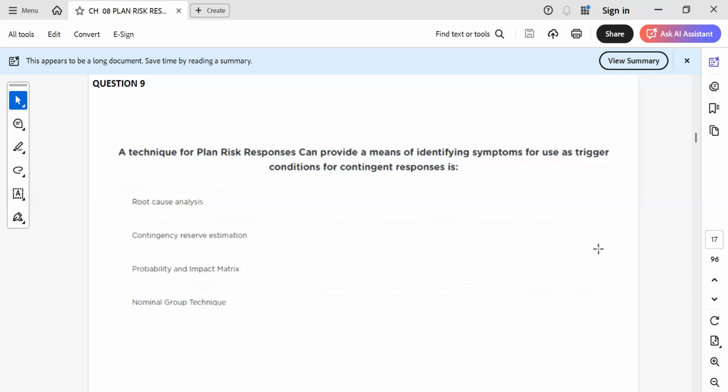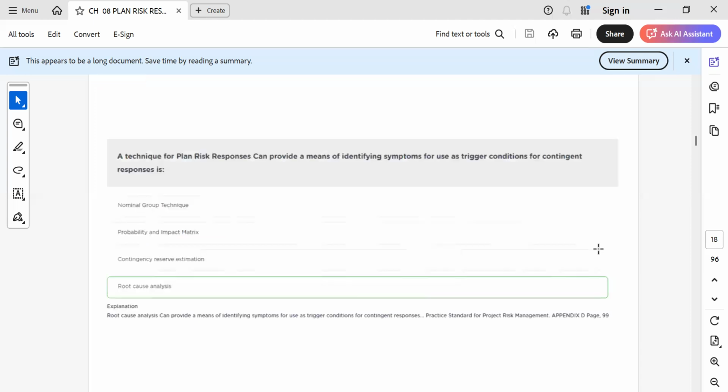So contingency reserve estimation, no way. Probability impact matrix, no, because we are identifying the symptoms. Root cause analysis can be a good option. Based on identifying the cause, we can see what can be the triggers, the warning signs or symptoms to implement the response.